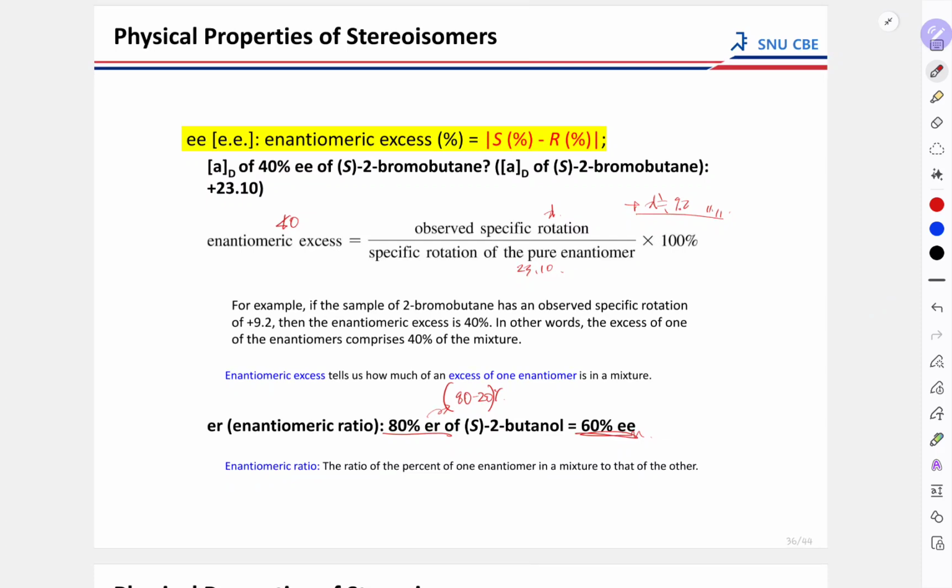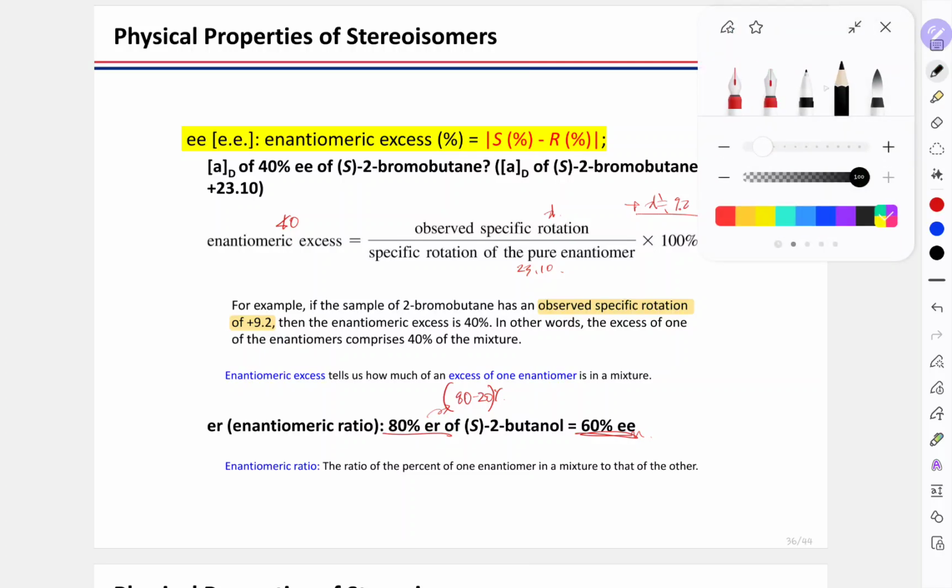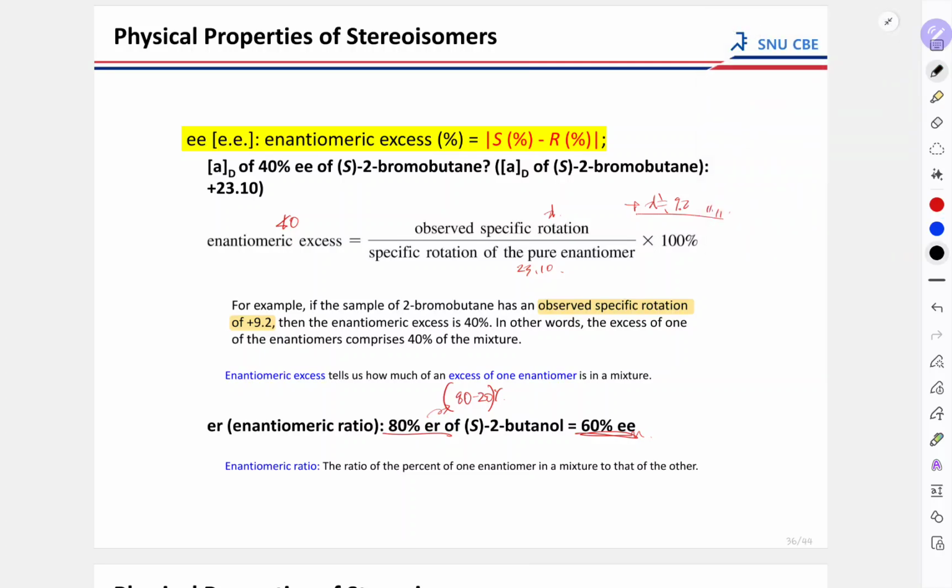For example, if a sample of 2-bromobutane has an observed specific rotation of 9.2, you can simply divide 9.2 by the pure value, and this will give you 40%. That's how you can match the enantiomeric excess and the ratio you got following the equation. So enantiomeric excess tells you how much excess of one enantiomer there is in a mixture.